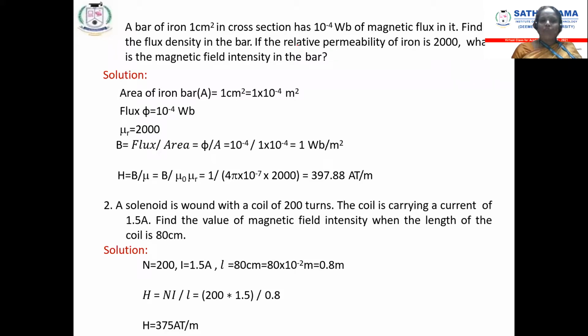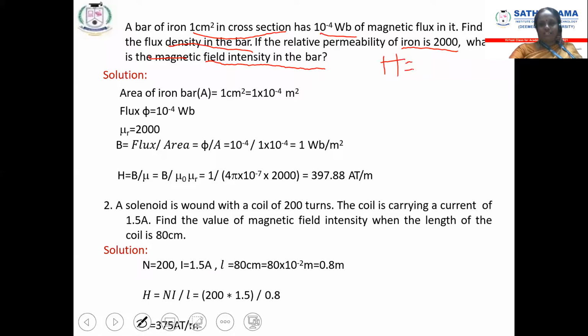A bar of iron has 1 centimeter square cross section. The area is given, and the flux is 10 power minus 4 Weber. I told you 1 Weber is equal to 10 power 8 magnetic lines of force. It is the largest unit, that's why in your problems you will get milli or micro Weber. Here also they have given flux equal to 10 power minus 4 Weber. Find the flux density in the bar. The relative permeability of iron is 2000. What is the magnetic field intensity in the bar? Actually, they asked for H.